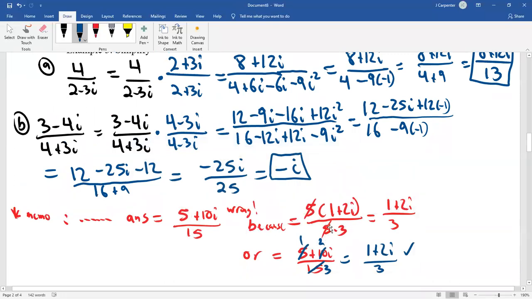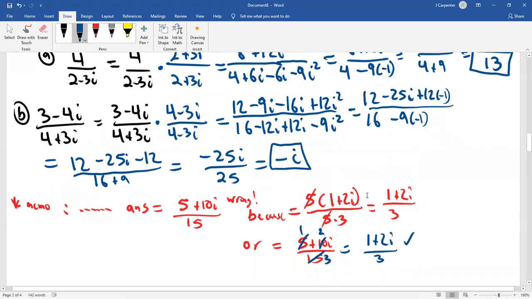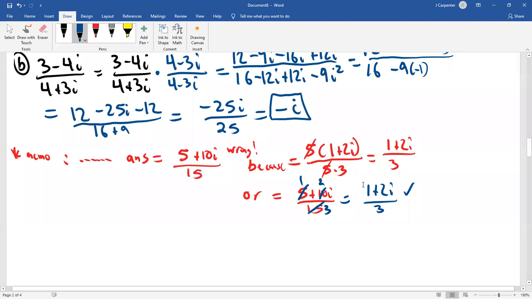Now, some people might say, well, I just left the bottom as 15 and then slashed through it and made it 3 in the end. That would be fine too. Get the job done however you can. I've shown you multiple methods. Use the method you're comfortable with.